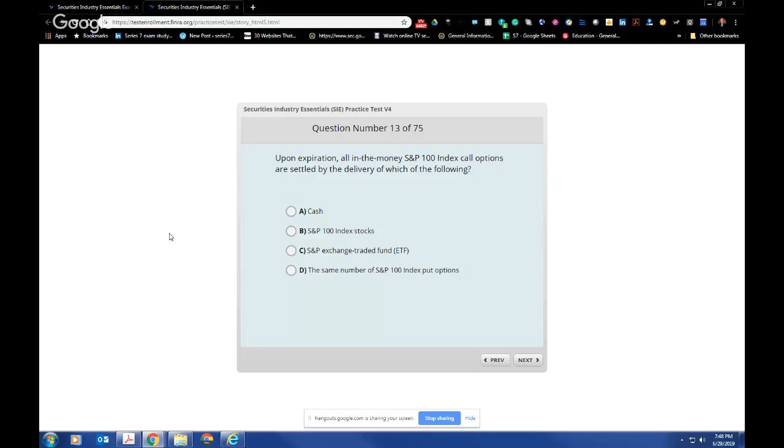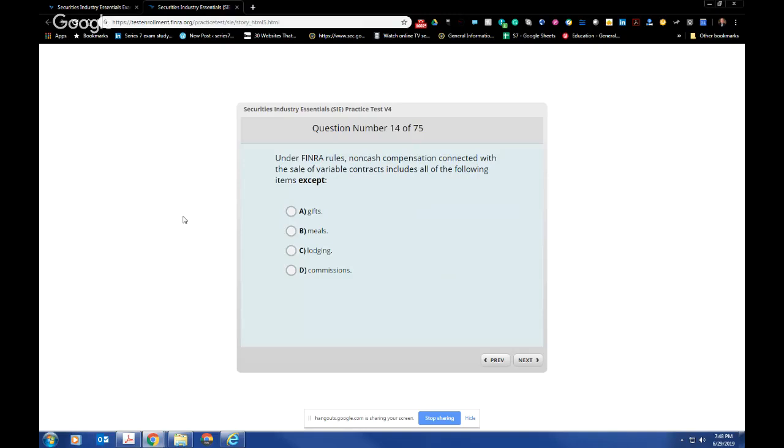They just sound similar. So if you have an index option and you exercise it, the buyer is going to get cash. The seller has to give him the cash. And it's the in-the-money amount at the close on that day. The answer is A as in apple.